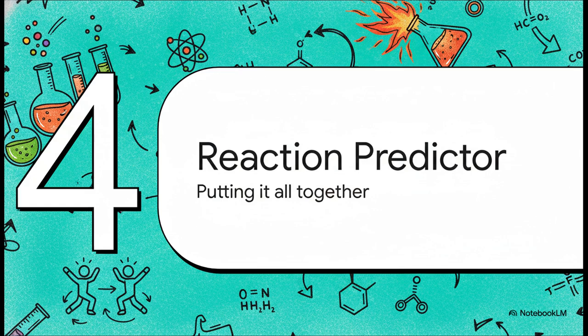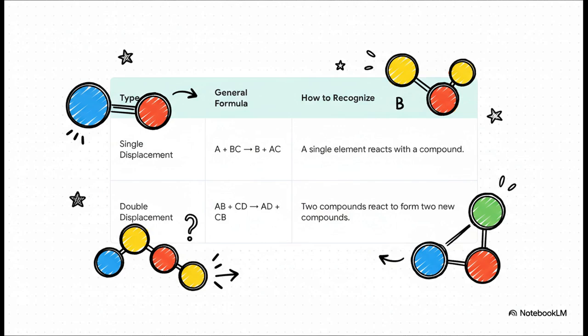So there you have it. You've learned the basic dance moves: the cut-in, the partner swap, and the fiery finale. Now let's pull it all together so you can step onto the floor and be a confident reaction predictor yourself. So here's your quick cheat sheet. If you see a single lone element reacting with a compound, you're almost certainly looking at a single displacement. If you see two compounds reacting with each other, it's probably a double displacement. It's that simple to get started.